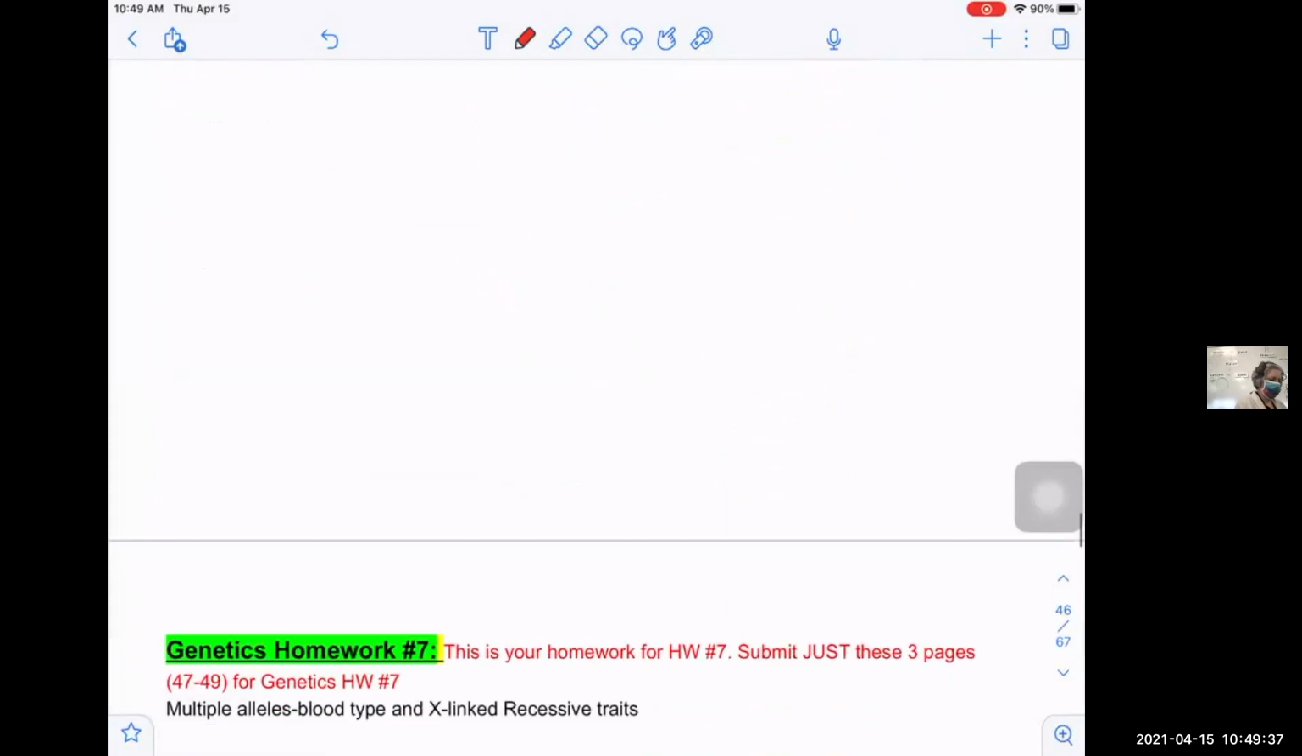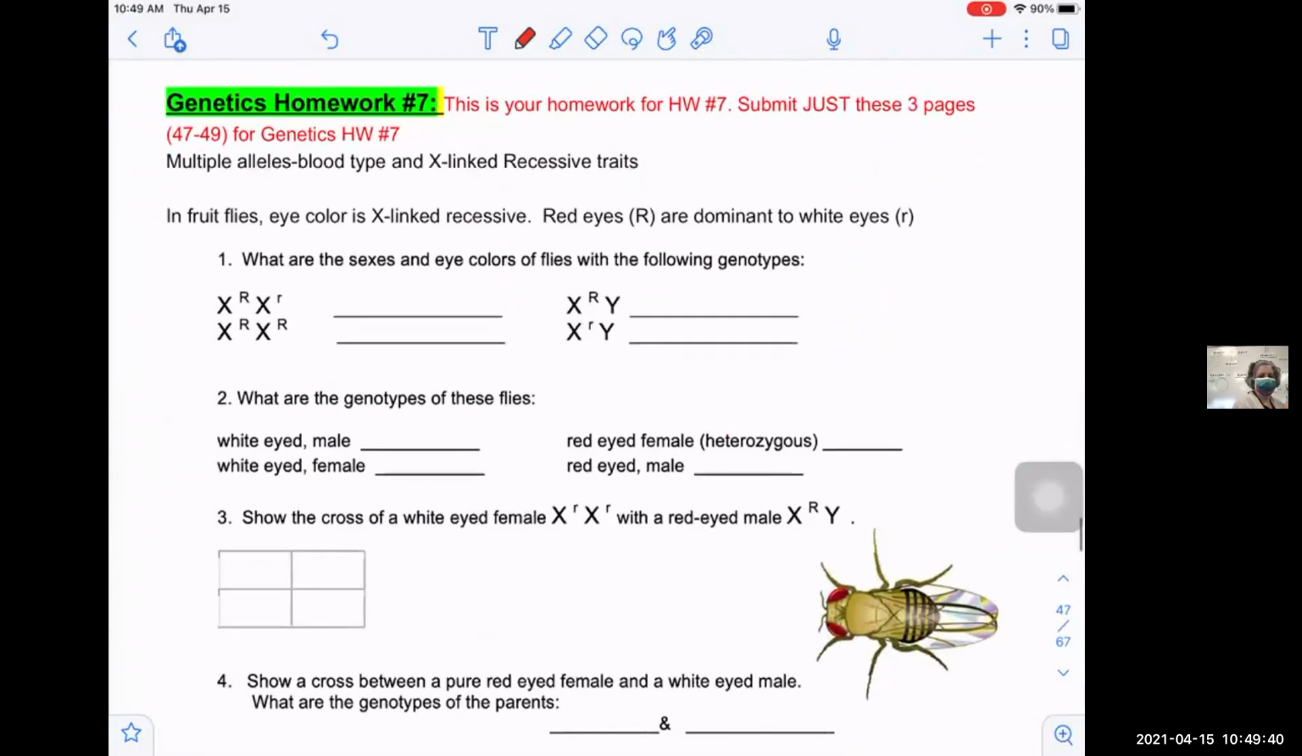All right. So for your homework, you are going to be first looking at X-linked traits. Another example of an X-linked trait is eye color in fruit flies. I know, you're like, why do I care about fruit flies? Scientists have historically studied fruit flies for genetic reasons for many, many years. And they found that eye color in fruit flies is X-linked. So red eyes are dominant over white eyes.